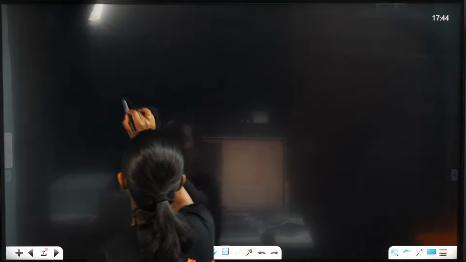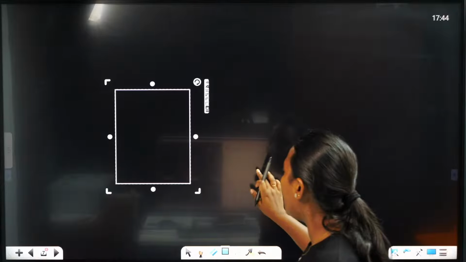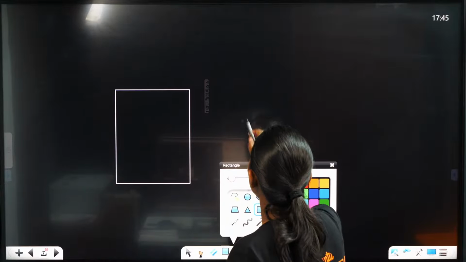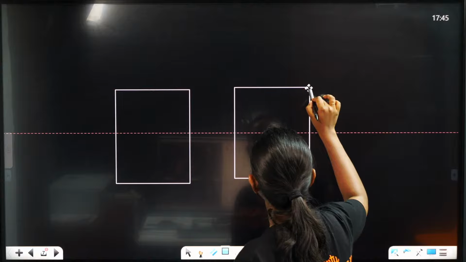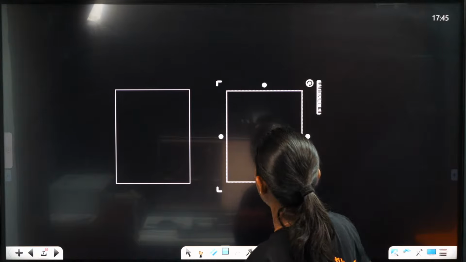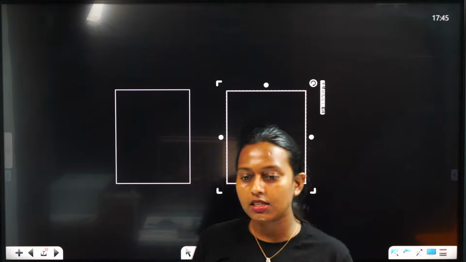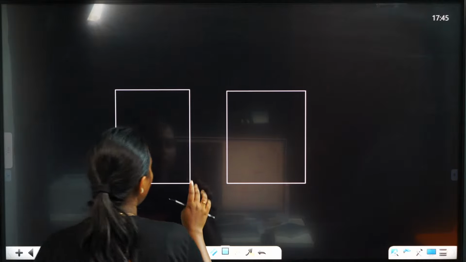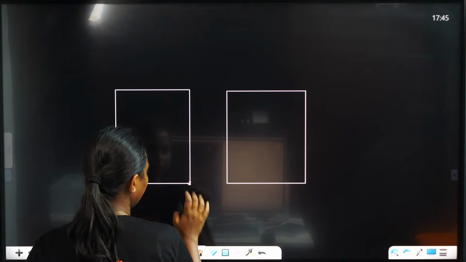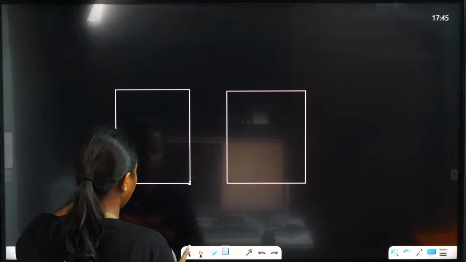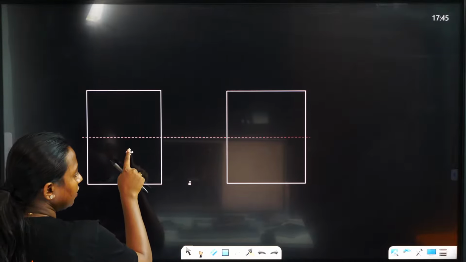So a cell means it should contain half cells. Definitely it should have 2 half cells. Clear? So this is our first half cell and this is our second half cell. I think it is visible.